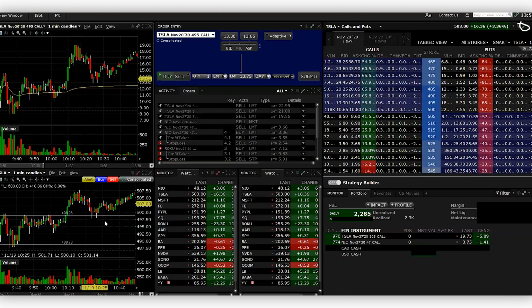Made a nice little chunk, just under $1,000 on Tesla today, and NIO too. It was an EV boom today.